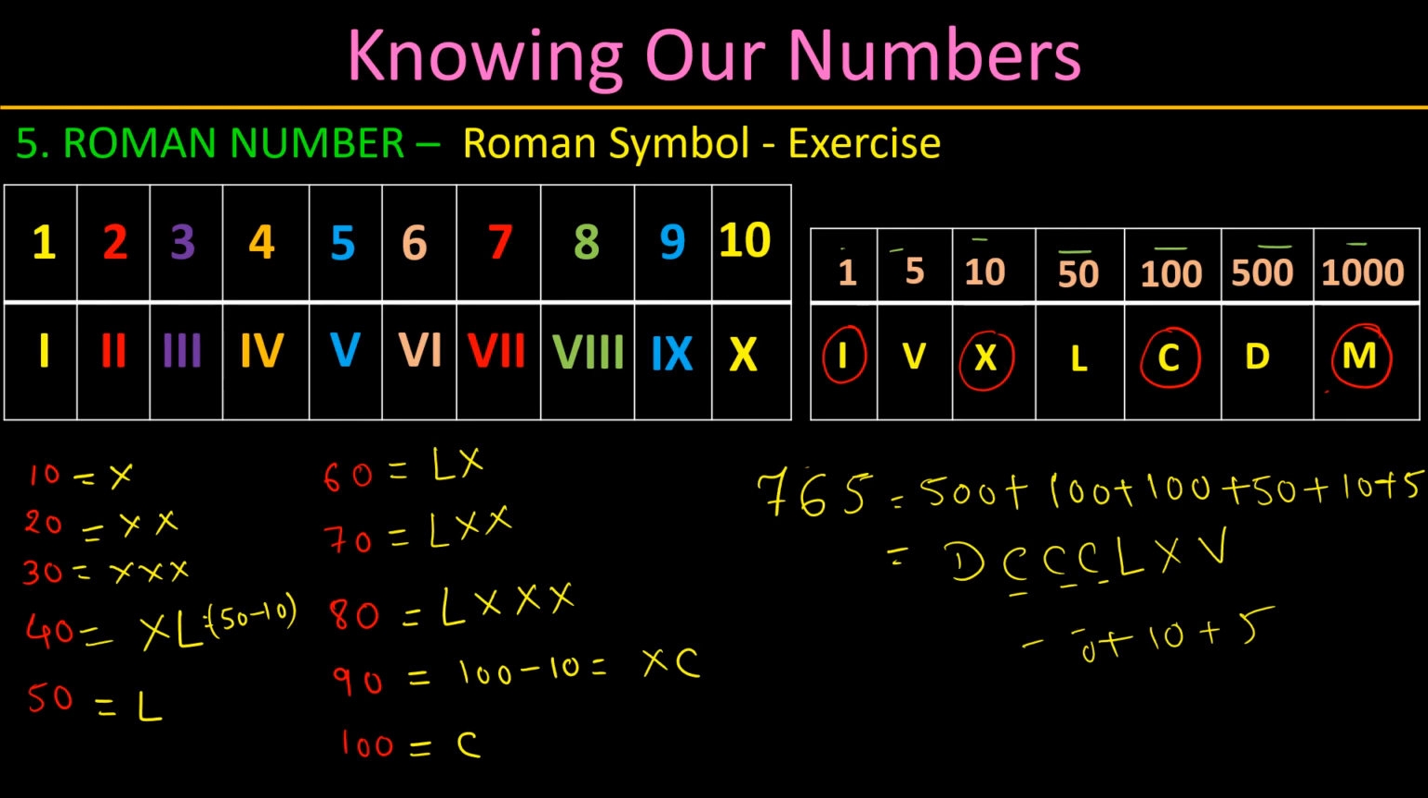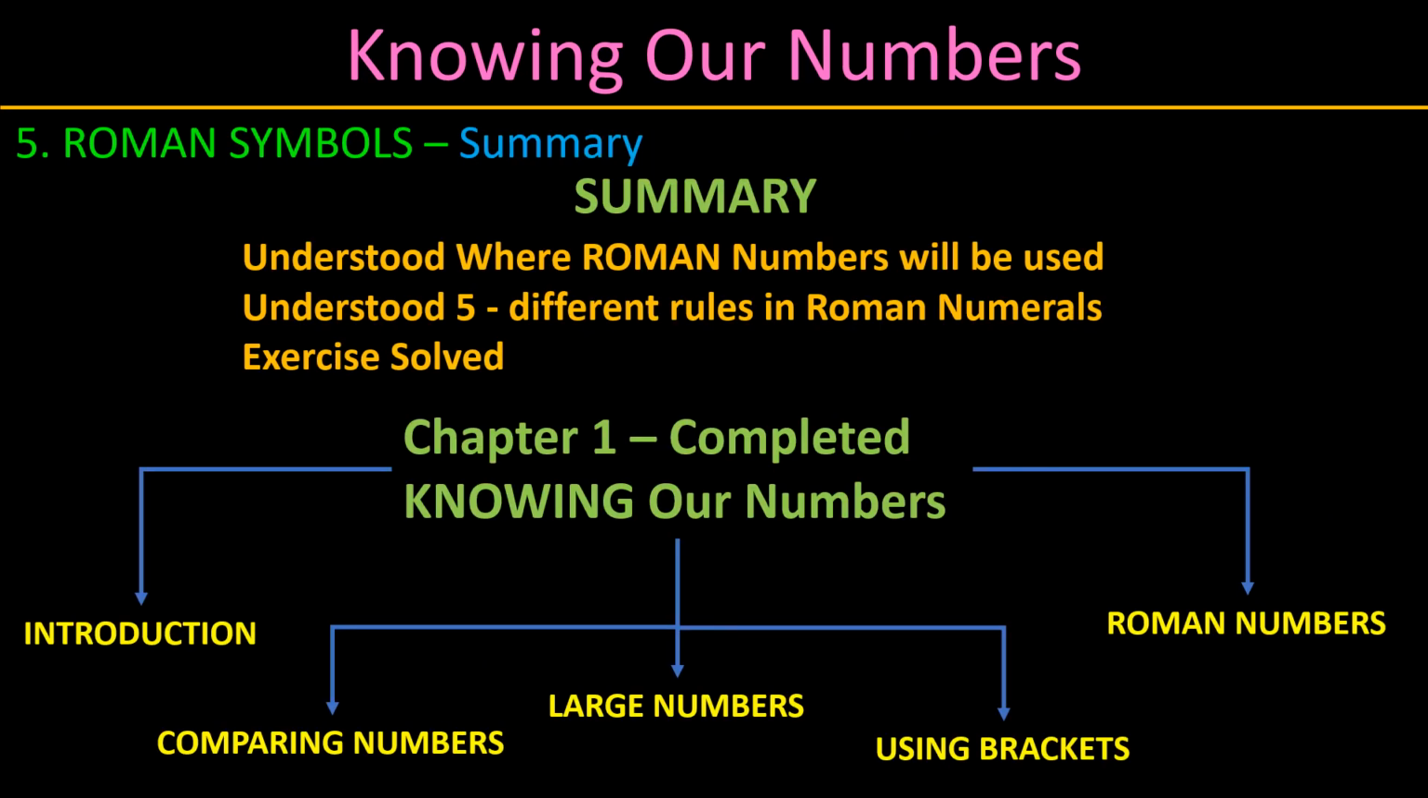Hope everything is studied so far, and let me summarize the things now. Under summarization, we understood Roman numbers, a little bit of history and application, and also understood 5 different rules in Roman numbers. We saw how to use these rules and generate numbers, followed by examples and exercises we solved. So this completes Knowing Our Numbers, chapter 1.